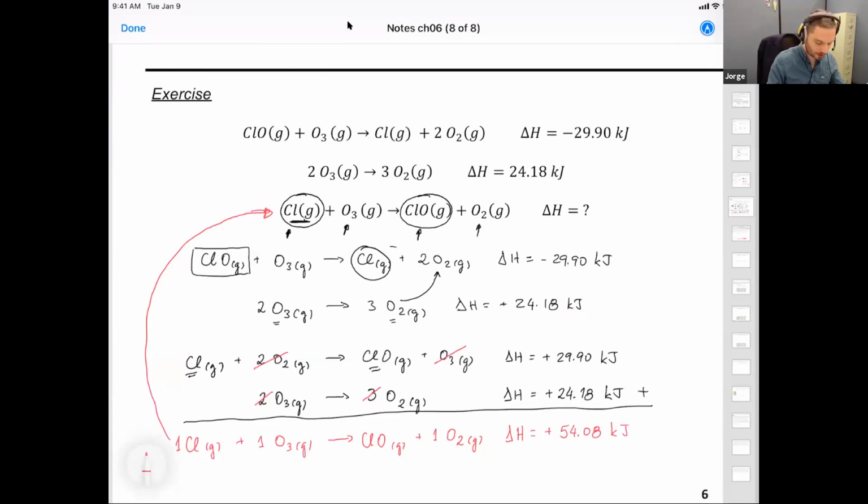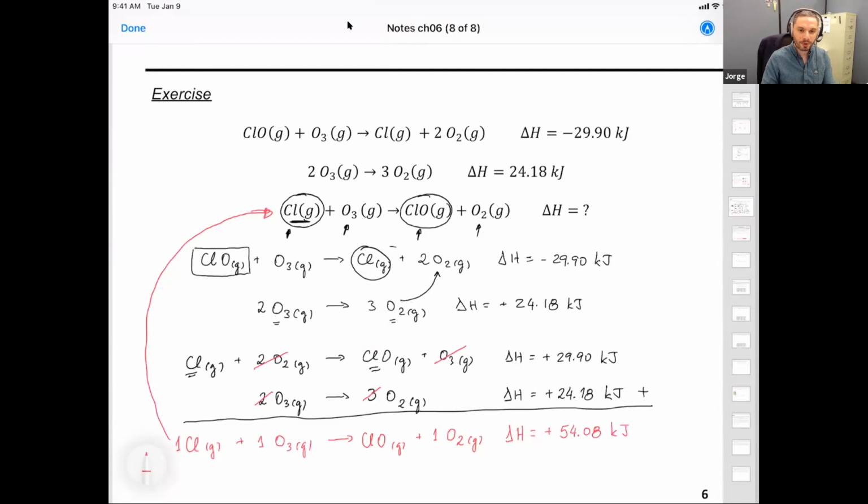Okay? So if you look here, in the first step, we are reacting chlorine with oxygen, producing chlorine monoxide and ozone. Ozone will react with itself, producing oxygen, and then this oxygen moves up again, reacts with chlorine, and that's kind of a cycle. And the net reaction is chlorine gas reacting with ozone, producing chlorine monoxide and oxygen gas.